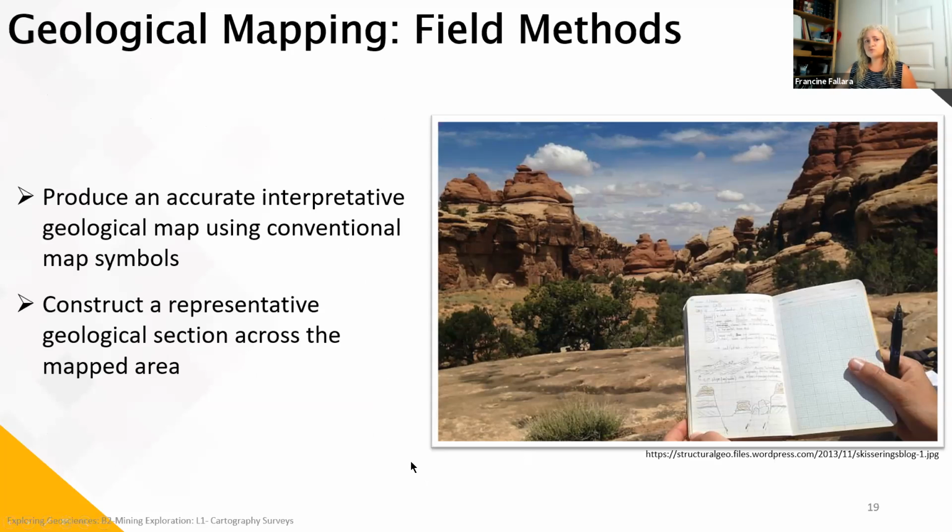So these are used to produce what we call an accurate interpretative geological map using the conventional map symbols. And then once we are satisfied with our 2D map, we construct a representative geological section across the map. Basically, we do more than one, and they're spaced out. Once they are done, this will give us a 3D view of our area.